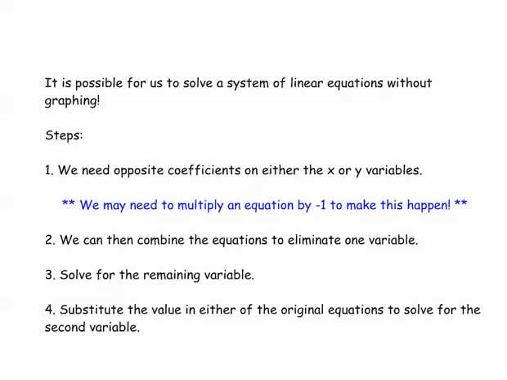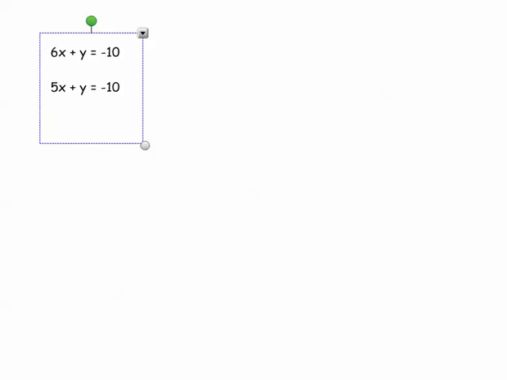The steps that we talked about in our previous lesson are still in place, but when it comes to recognizing that first step, that we need opposite coefficients on either the x or the y variables, it's at this moment that we may need to multiply an equation by -1 to make this happen. We'll then continue in the same steps that we already know how to use. We'll combine the equations, we'll solve for the remaining variable, and then we'll use some substitution to solve for the second variable. So this is what it looks like.